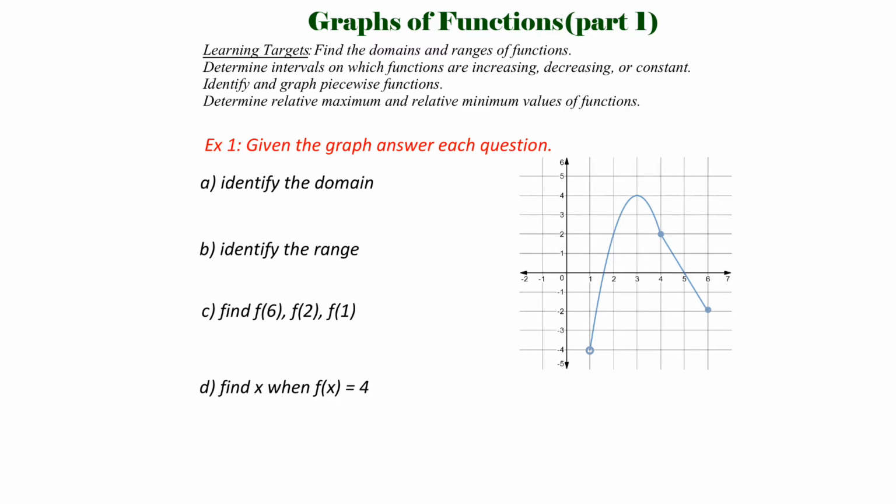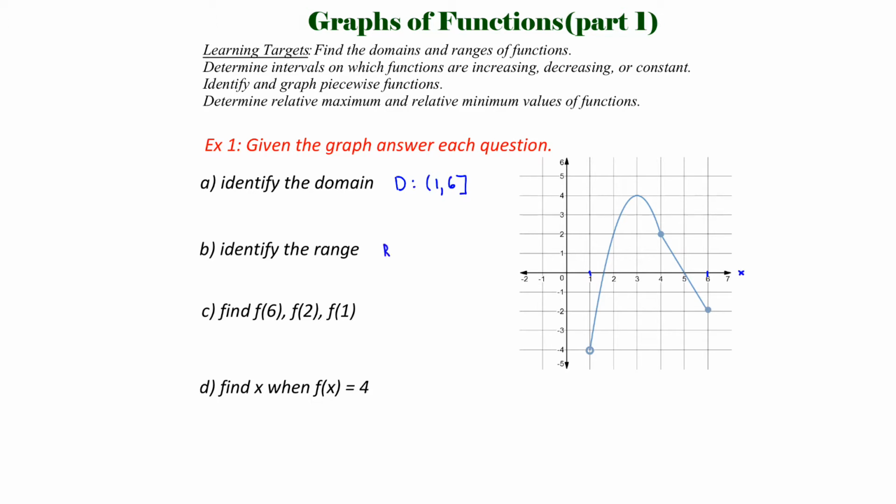Here we go. Identify the domain. The domain is your x values. So what is the smallest x to your largest x? So the smallest x is at 1, but it's not included because it's an open circle, and the graph goes all the way over to 6, and it is a closed circle, so we'll use a bracket on that side. So all values between 1 and 6, including 6.